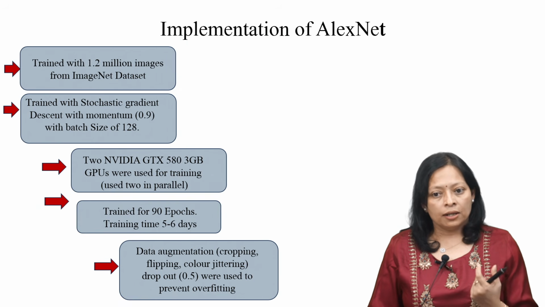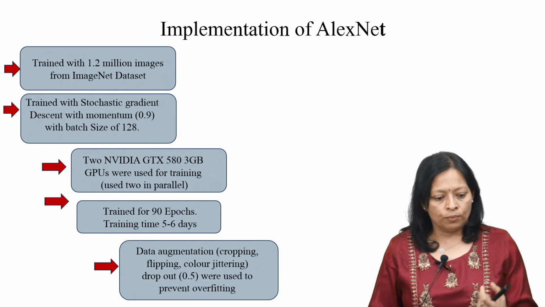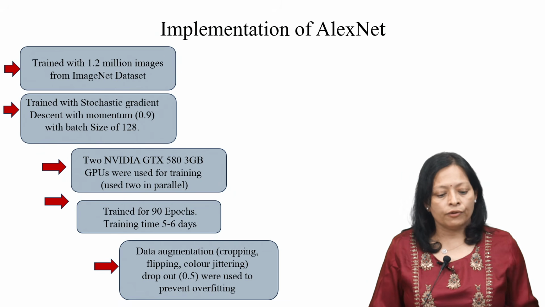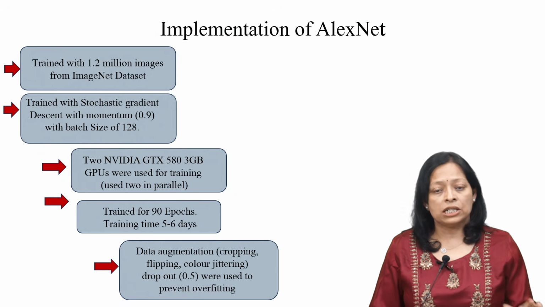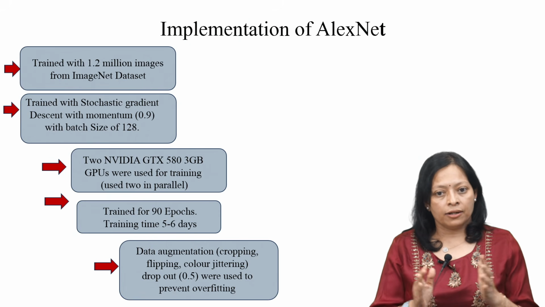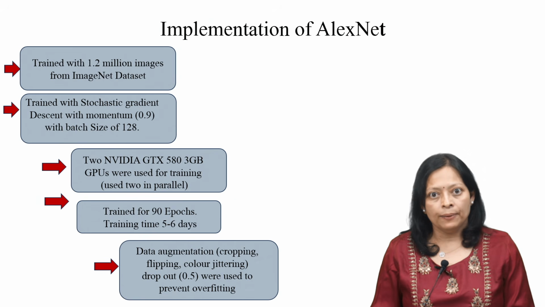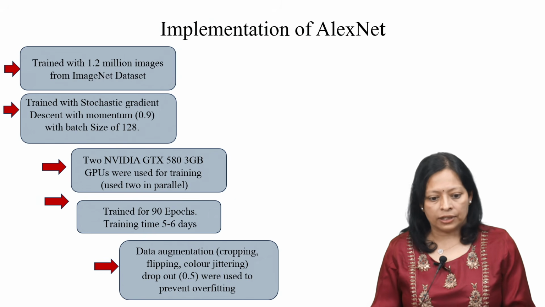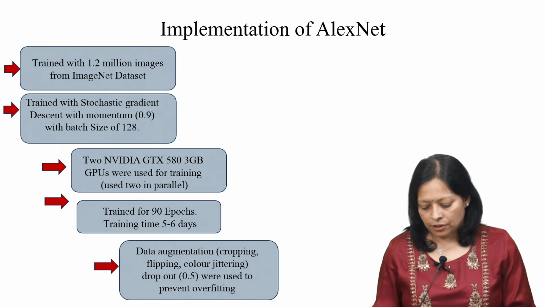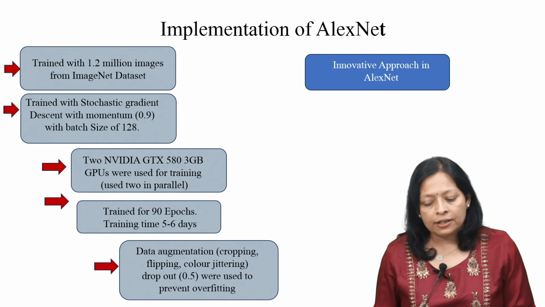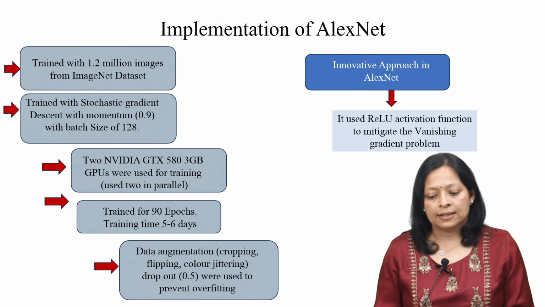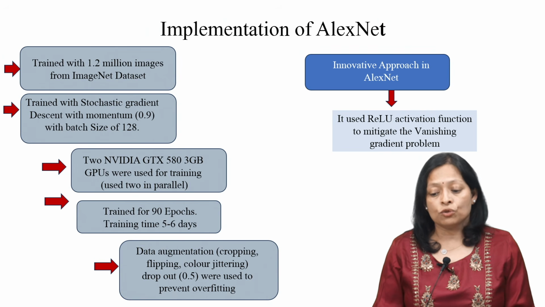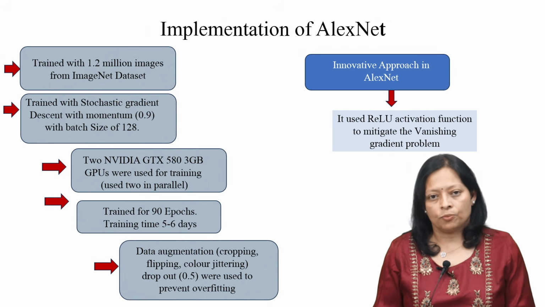One very important significant point to be noted here is the use of two NVIDIA GTX 580, only 3GB GPUs, and they have done it in a parallel way. Both were running in parallel, and that has sped up the process very significantly. So, this is one of the inventions of AlexNet. And another innovative approach in AlexNet is it used ReLU activation functions to mitigate the vanishing gradient problem.